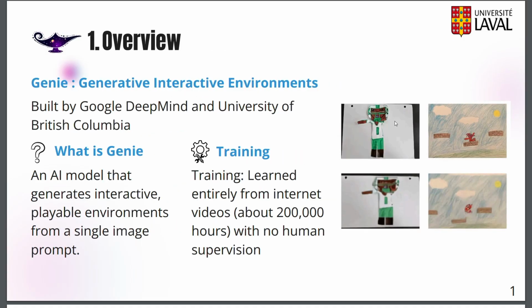Genie is a major step forward in generative AI. It can take a single image, whether a real-world photo, a sketch, or an AI-generated picture, and turn it into a playable, interactive environment. What makes it truly exceptional is that it learned purely from observing 200,000 hours of gameplay videos on the internet without any manual label or supervision.